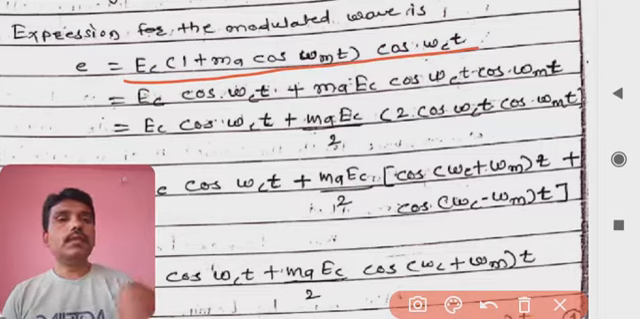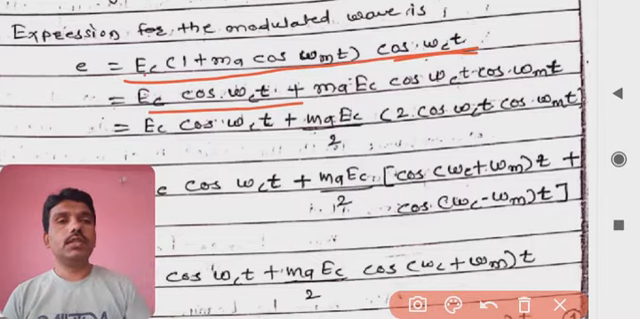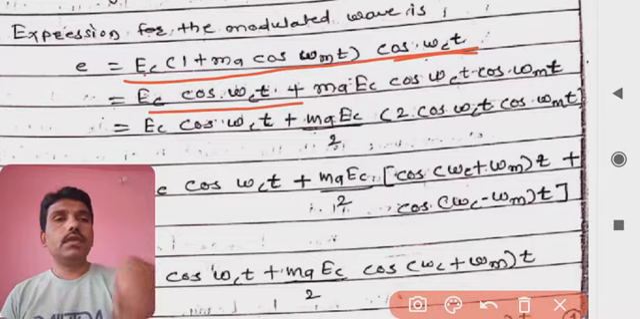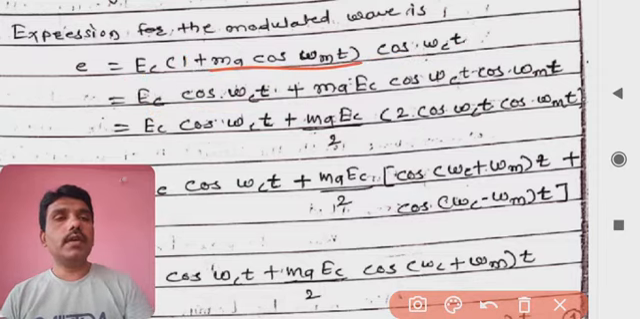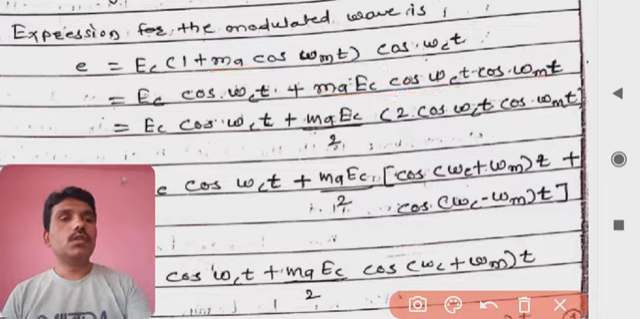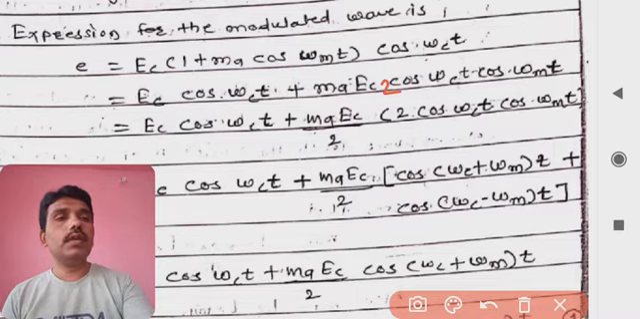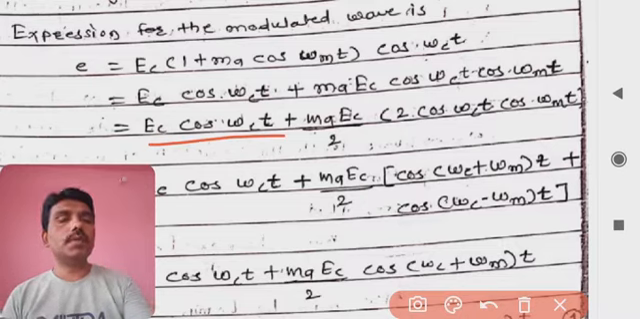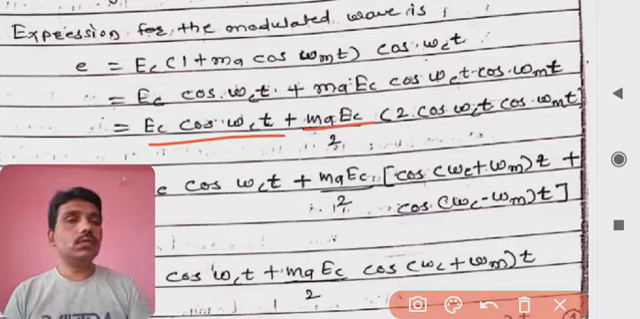So if we multiply this Ec and cos ωct, then we will have Ec cos ωct plus, when we multiply Ec by ma cos ωmt, we get ma Ec cos ωct cos ωmt. If we reshuffle and rearrange this, multiplying by 2 and dividing by 2 makes no difference, but see how it changes the equation. So we have Ec cos ωct as it is, plus ma Ec by 2 into 2 cos ωct cos ωmt.